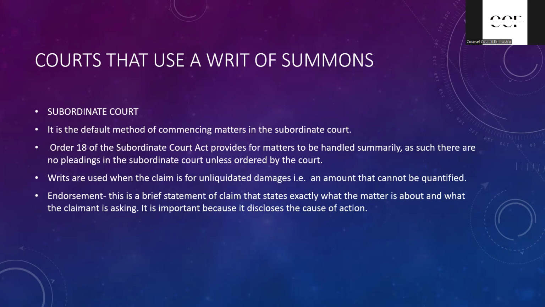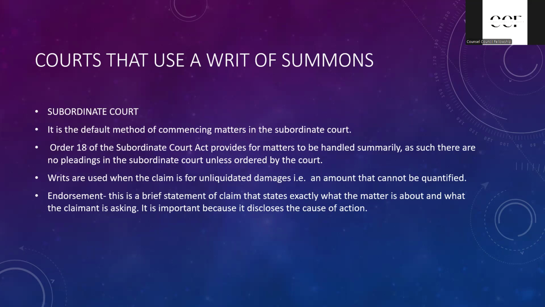We're not looking at it in the High Court. So I want you to keep that at the back of your mind as we look at the nitty-gritties, the details of this writ of summons, because there is a difference between a writ of summons in the Subordinate Court and a writ of summons in the High Court. Order 6 of the High Court Act states that a writ of summons should be accompanied by a statement of claim, an affidavit, and all those other documents that are required to accompany it.